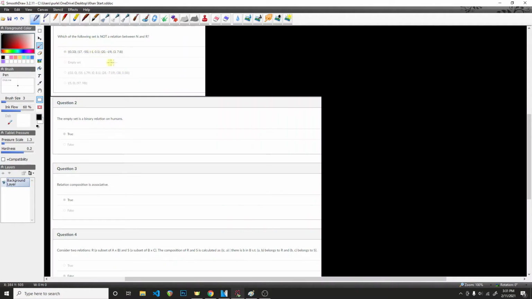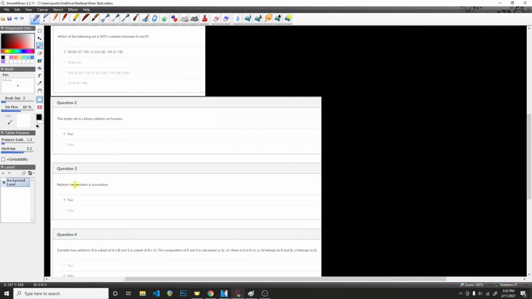The first number should always be in N, and the second number should always be in R. The empty set is a binary relation on humans, and again, this is the fact that the empty set is a relation on all sets. Therefore, like most things with the empty set, we can say that this is vacuously true. So that is all you really need to know.